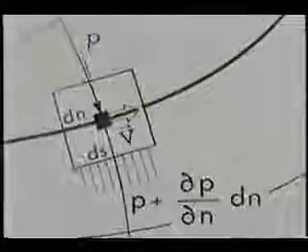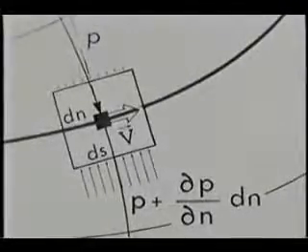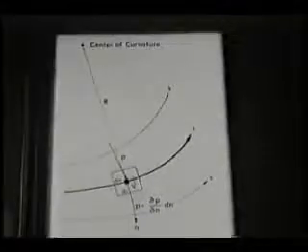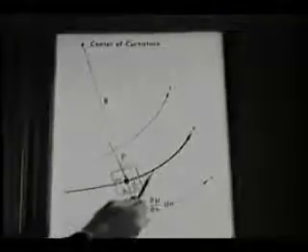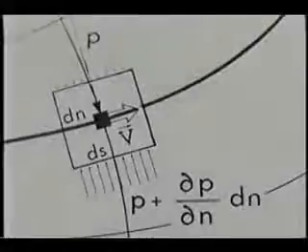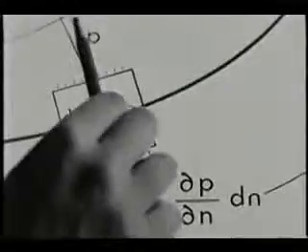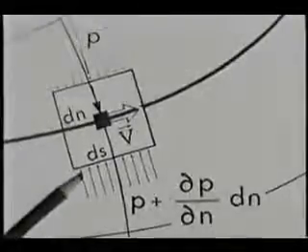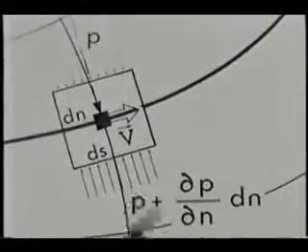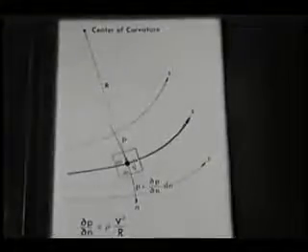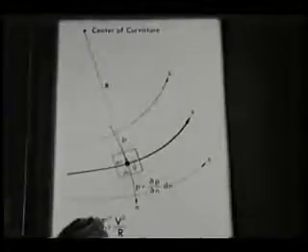This again is our system of streamline coordinates. At this point on the particle trajectory, the radius of streamline curvature is r. The net pressure force acting toward the center of curvature is due to the difference of pressure on these two faces, to the gradient dp dn. Although there is no velocity along n, there is an acceleration, v squared over r, toward the center of curvature.